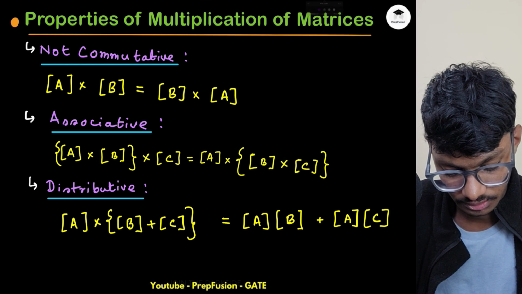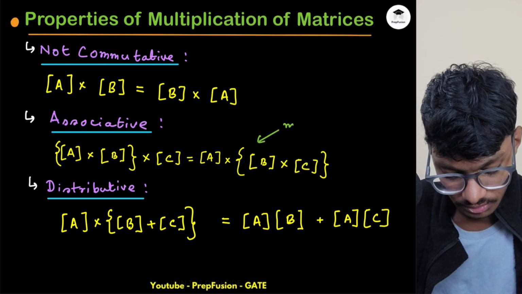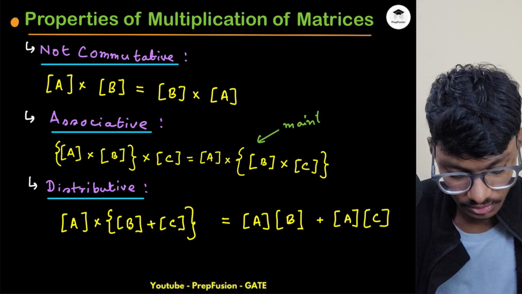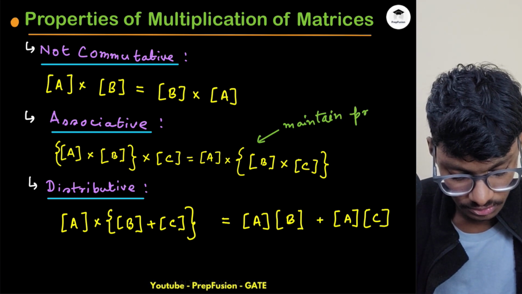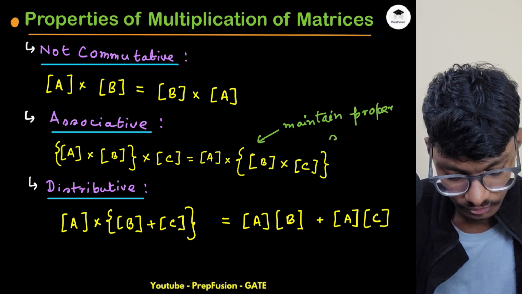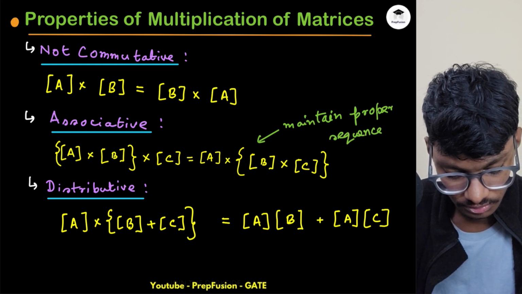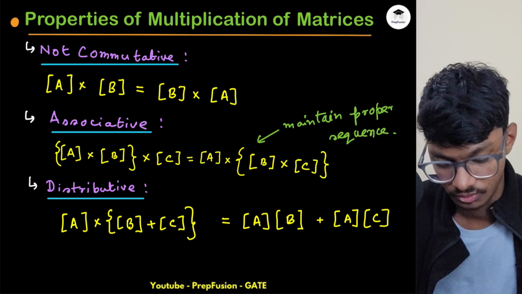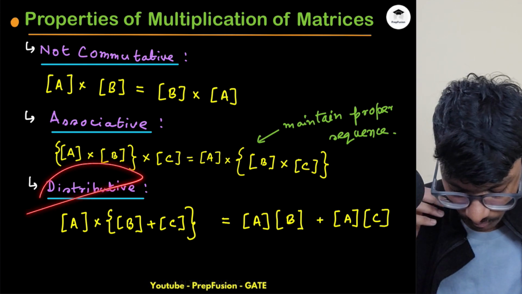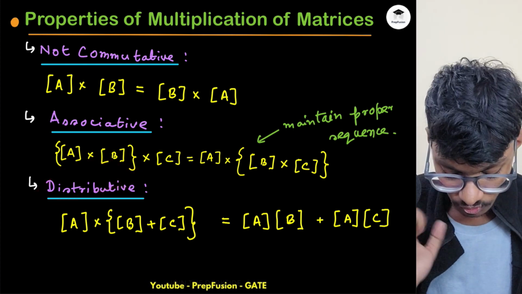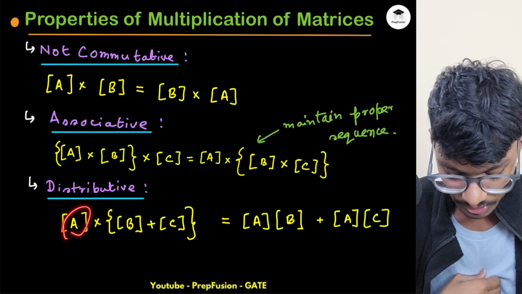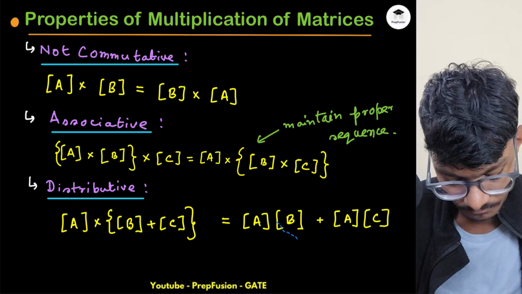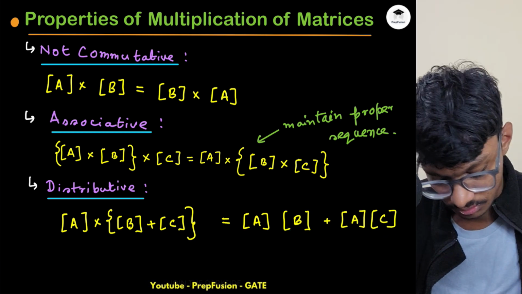Maintain proper sequence. Now what about distributive? Are they distributive? Yes, they are distributive. So A cross (B plus C) equals A cross B plus A cross C.